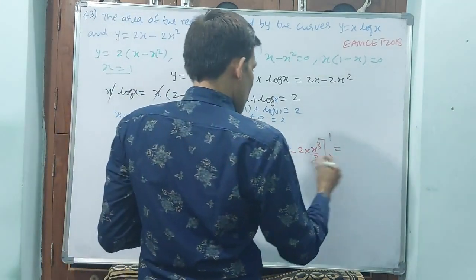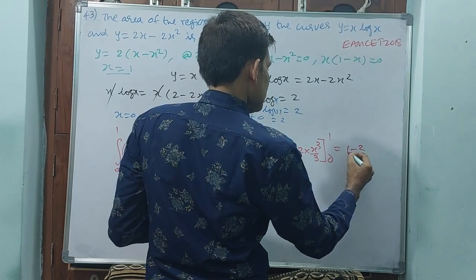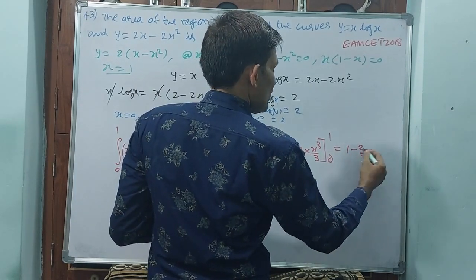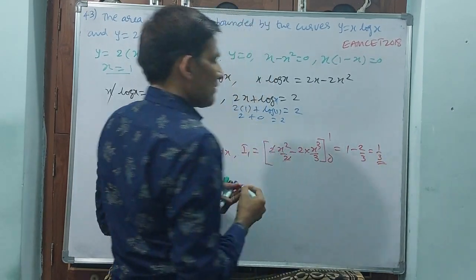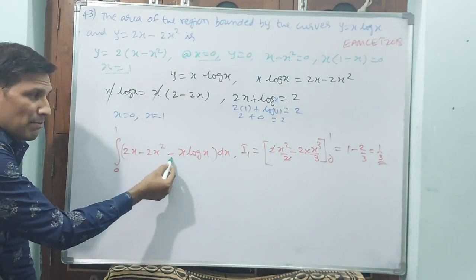Okay, if you give 1 minus 1 by 3, that is 2 by 3. You need not give 0. 3 minus 2, 1 by 3. Okay, this is 1 by 3. See, I1 is 1 by 3. Then go for I2. See, I1 minus I2 you have to do.